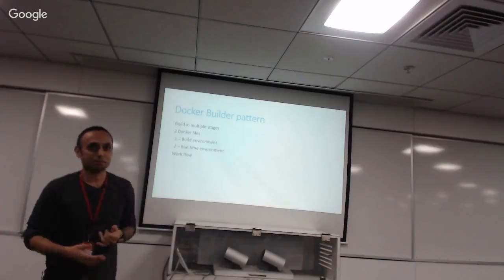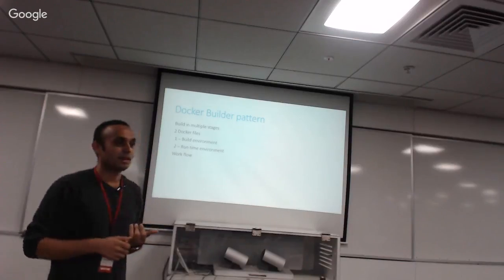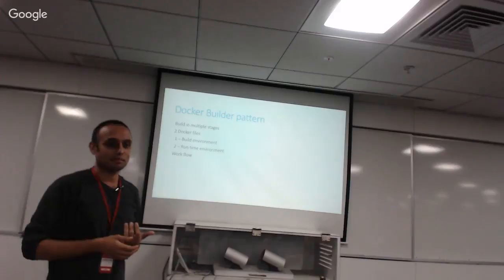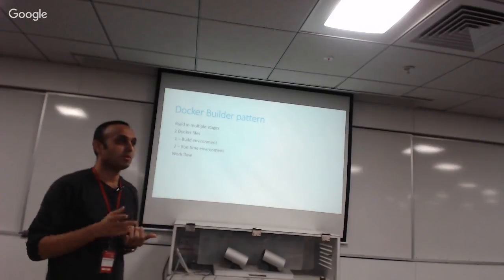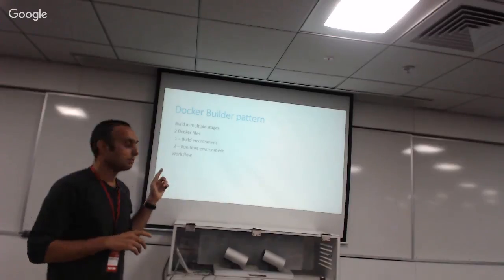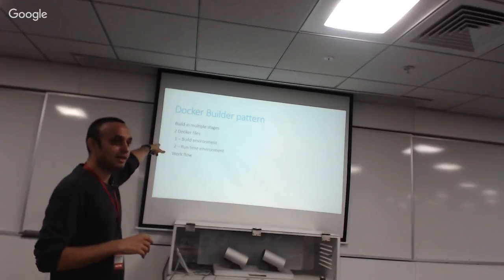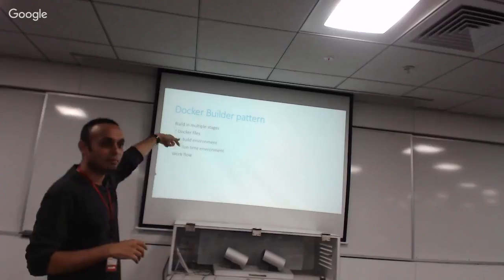But there are multiple drawbacks. Say you have React.js and Java in your source code. You will have multiple stages. You will have a third Dockerfile here. First you compile React, then you compile Java.